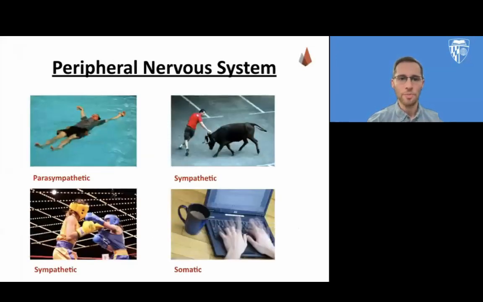These images display different actions involved with the different peripheral nervous system functions. On the top left, the person is relaxing in a pool, so this is parasympathetic. On the top right and bottom left, these are the flight and fight responses, respectively, so they are both sympathetic. And then on the bottom right, we have writing a letter, which is somatic.